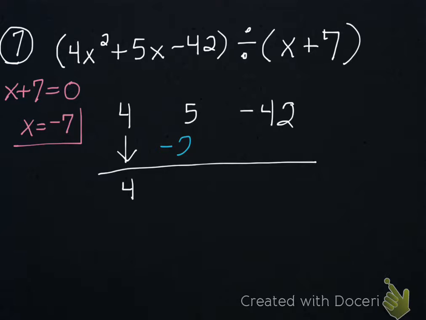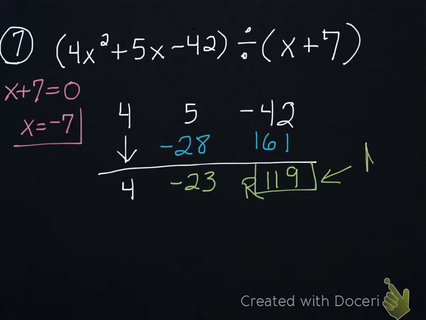-7 times 4 is -28. Now add the column. 5 and -28 gives me -23. Now multiply. -7 times -23 is 161. Now add the column. 161 minus 42 is 119. 119 is our remainder. It's not 0, so this is not a factor.